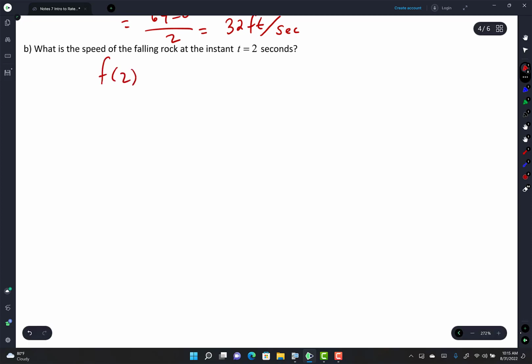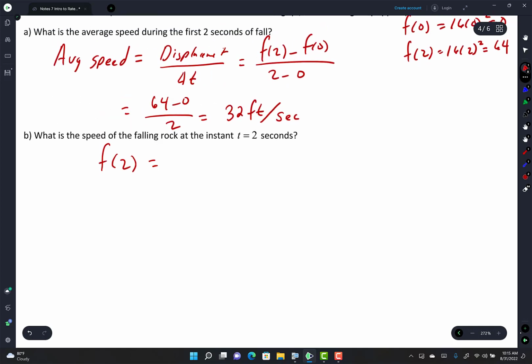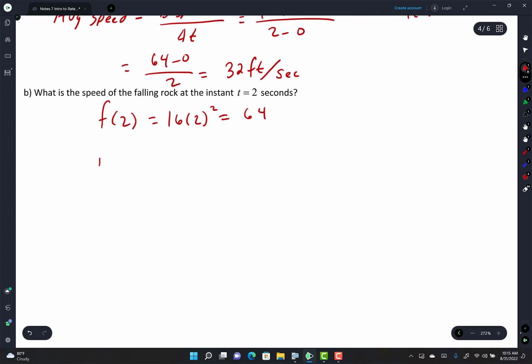We need f of 2. F of 2 is still the same thing. 16 times 2 squared, which is 64. And then we need to know a little bit past 2 seconds. So I'm going to write 2 plus h, where h is just a little bit past 2 seconds. Does that make sense to you guys?